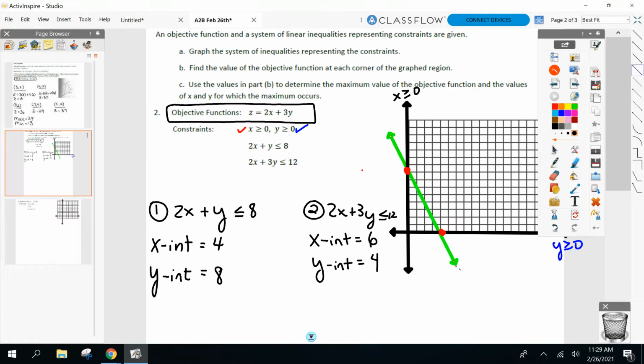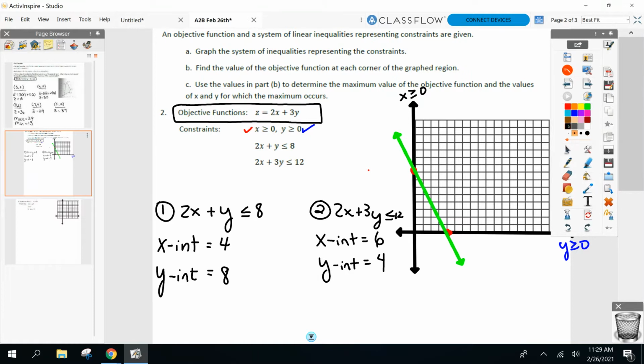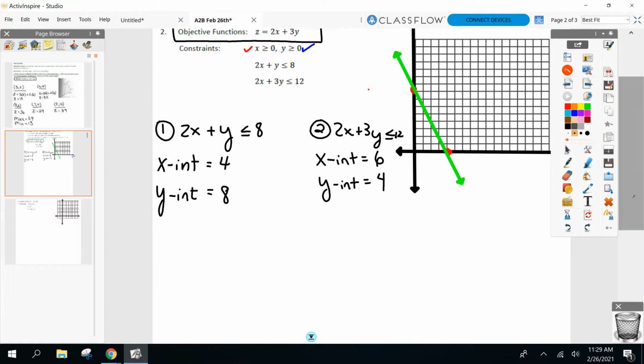All right, let's talk shading. Should I shade to the right or to the left of that line? I don't know. Well, let's see what 0, 0 says. 2 times 0 plus 0 less than or equal to 8. Is 0 less than or equal to 8? Darn right it is. So 0, 0 worked.